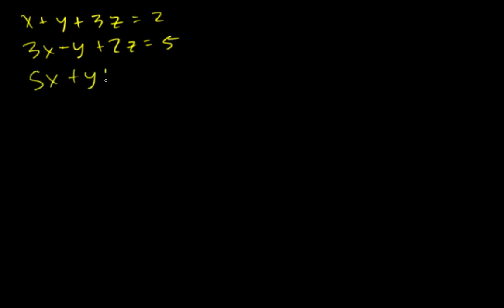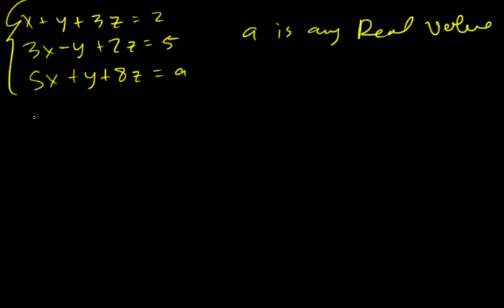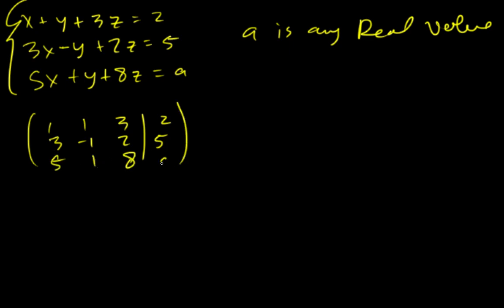Alright, let's keep moving on. Okay, we have x plus y plus 3z equals 2, 3x minus y plus 2z equals 5, and 5x plus y plus 8z equals A, and A is any real value. So we just put this into a matrix and go through it just like any other problem.